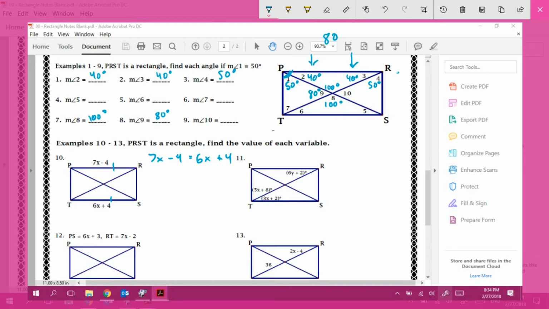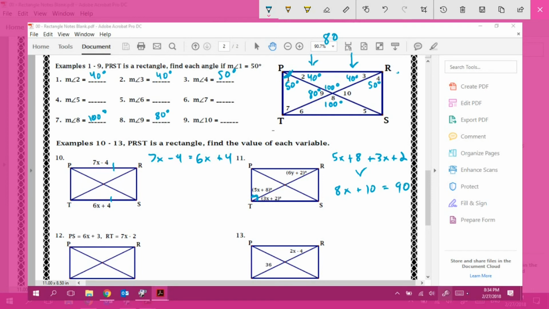On number 11, we've got to find x first. Well, look, there's two equations with x in it. But we know that there's 4 right angles in a rectangle. So that means that when I add these two equations together, it should equal 90. So my equation is going to be 5x plus 8 plus 3x plus 2. Now I'm just going to combine this together. 5x plus 3x is 8x. And then 8 plus 2 is 10. So 8x plus 10, that's both of those angles, equals 90. So now finish that off.